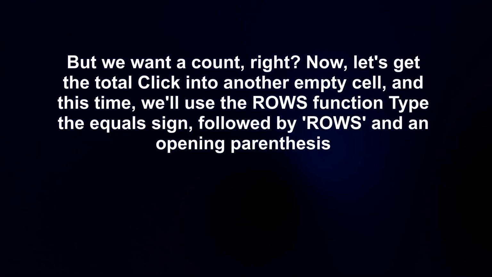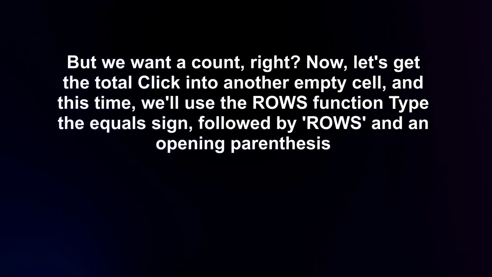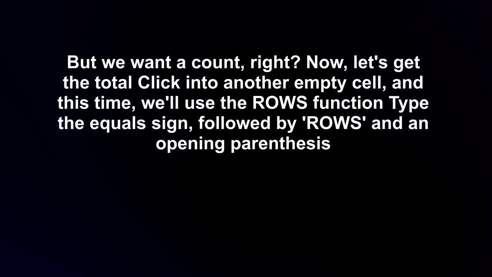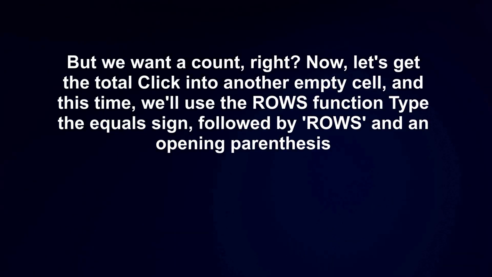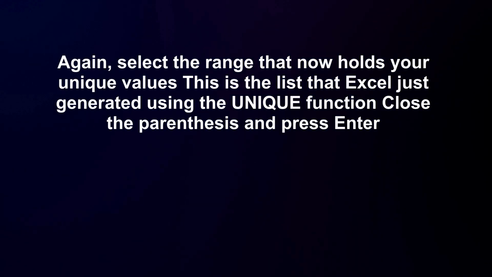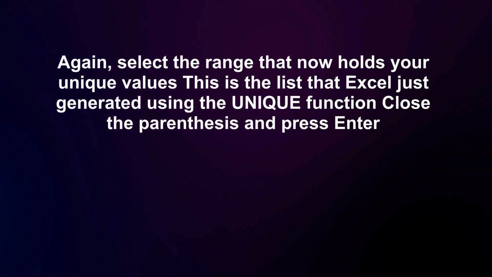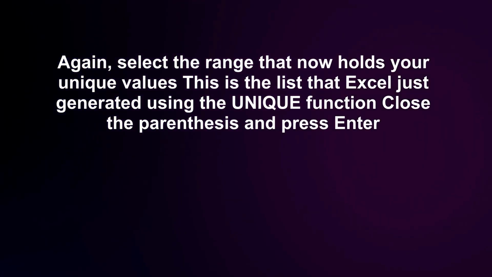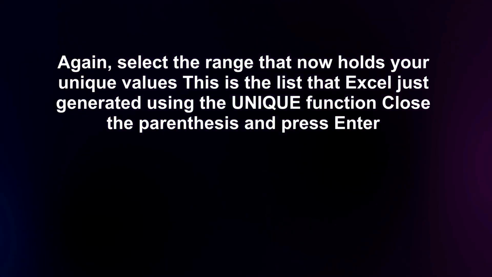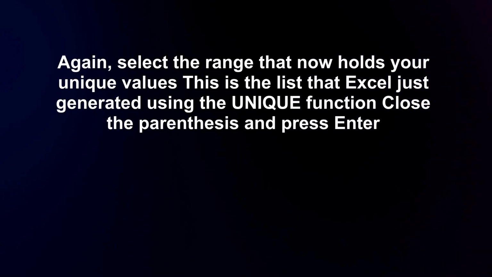Click into another empty cell, and this time, we'll use the rows function. Type the equals sign, followed by rows and an opening parenthesis. Again, select the range that now holds your unique values. This is the list that Excel just generated using the unique function. Close the parenthesis and press enter.